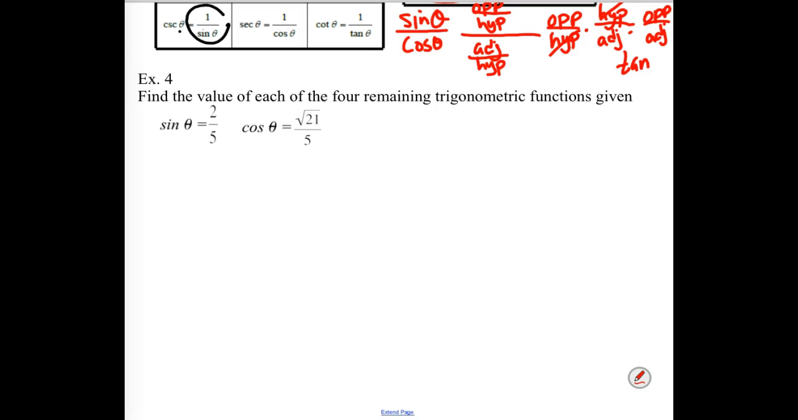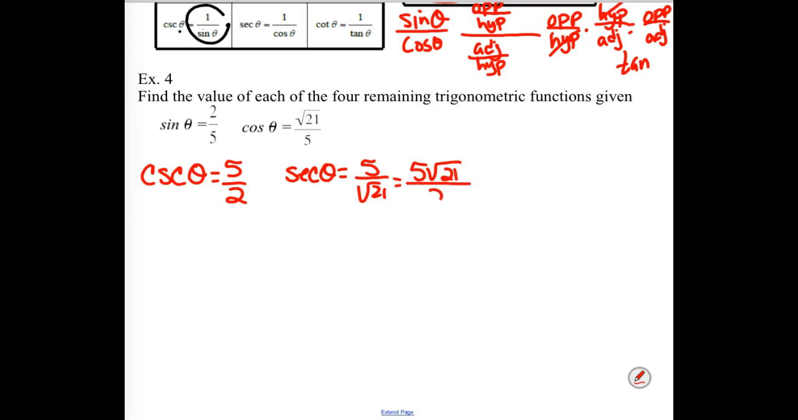So if we know those two, can we get their reciprocal ones right away? All right. So if the sine is 2/5, then cosecant would be 5 over 2. If the cosine is the square root of 21 over 5, then we know that secant is the reciprocal, 5 over root 21. Let's go ahead and rationalize that. Makes it messier looking, but we typically would rationalize our answers. 5 root 21 divided by 21.